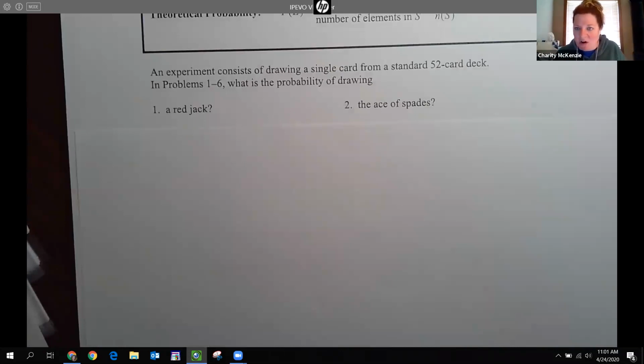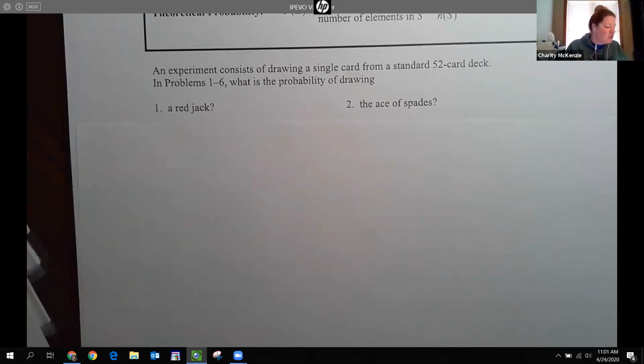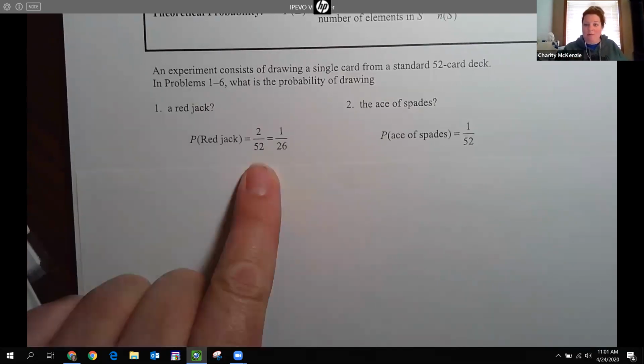There's 52 cards in a deck. There's 4 suits, right? 2 blacks, 2 reds. Each suit has 13 cards. Okay, so what is the probability of getting a red jack? How many red jacks are there? 2. So the probability is 2 out of 52. If you want to reduce, you can reduce.